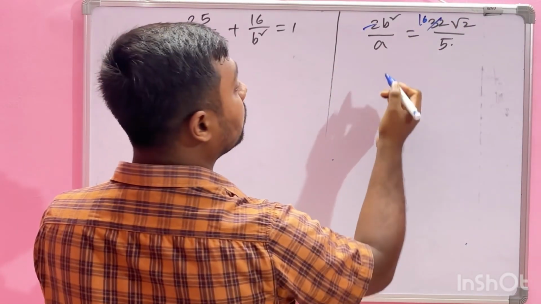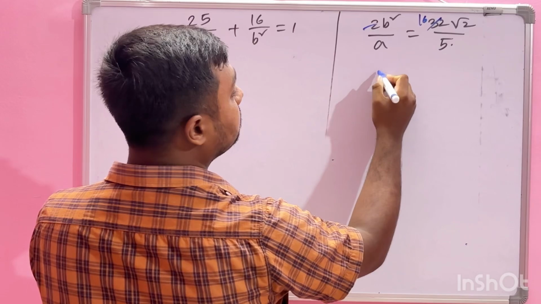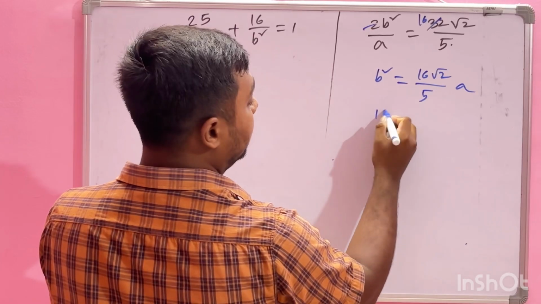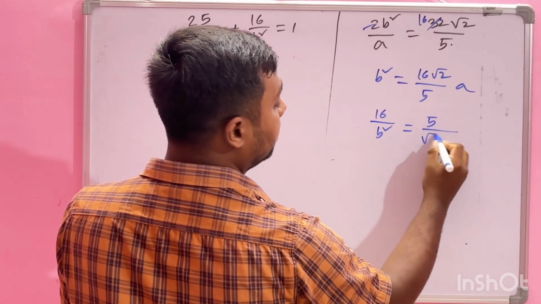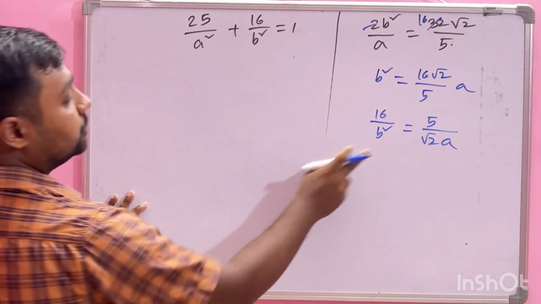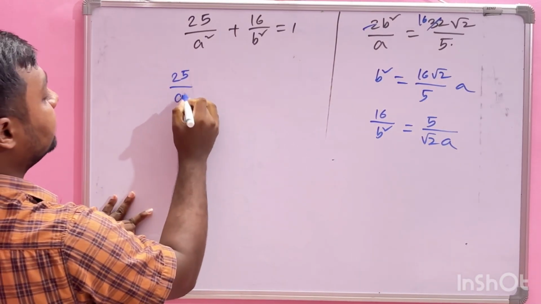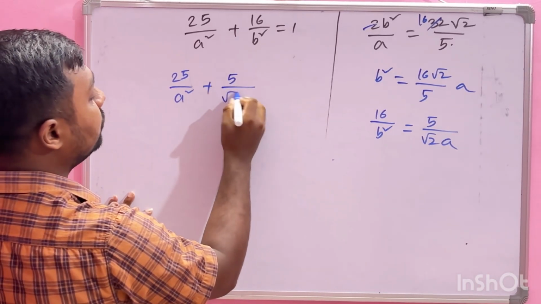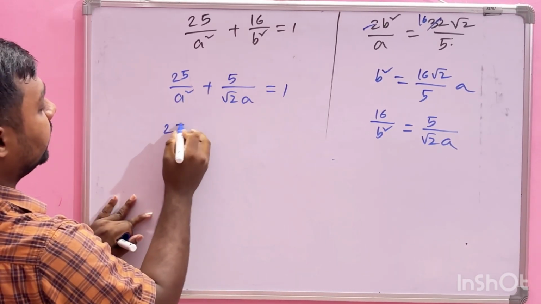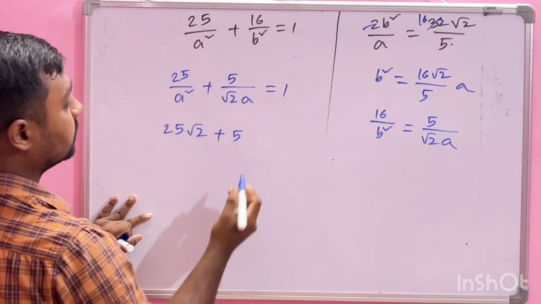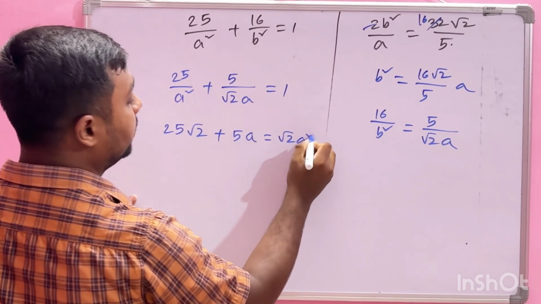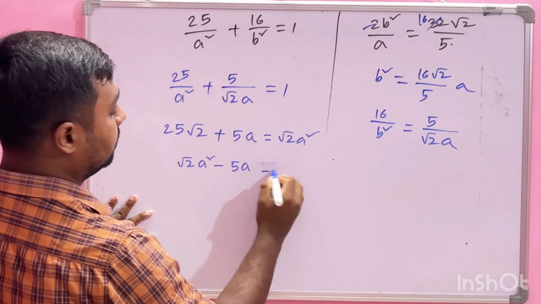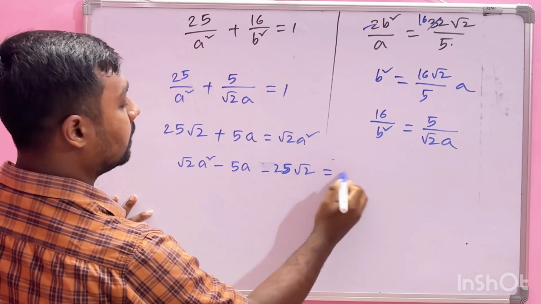Now from here, we get b² equal to 16√2/5 times a. So 16/b² equal to 5/(√2 a). If we substitute this value here, we get 25/a² plus 5/(√2 a) equal to 1. So we get 25√2 plus 5a equal to √2 a². The equation becomes √2a² minus 5a minus 25√2 equal to 0.